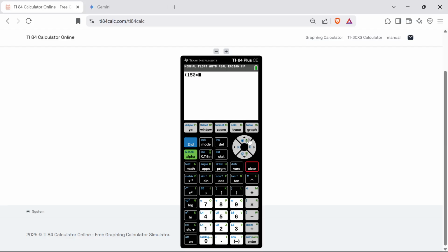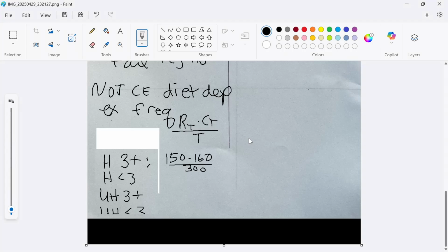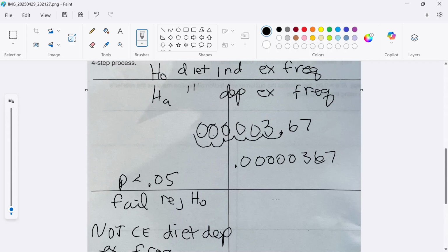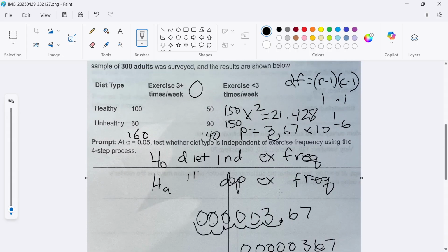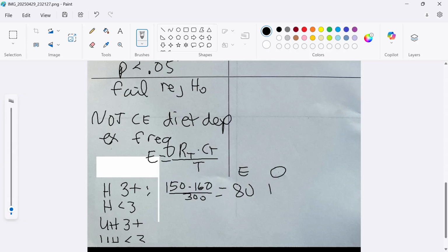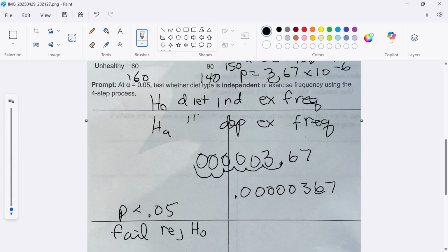150 times 160 divided by 300 is 80. And that's how you find the expected value, by the way. That's expected. The observed is the numbers that are actually in the table. So observed for healthy, that's what the experiment told me, was 100.